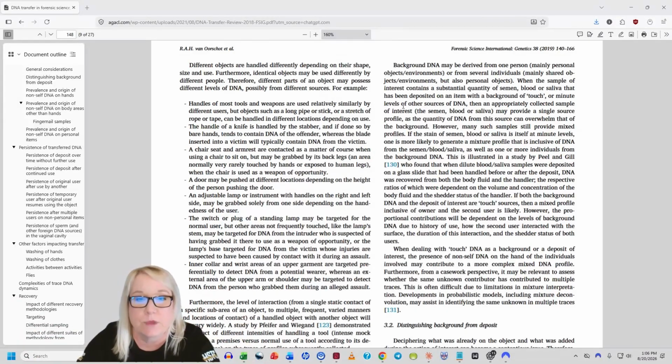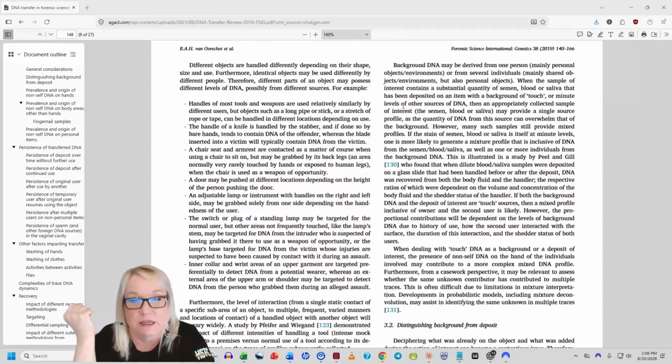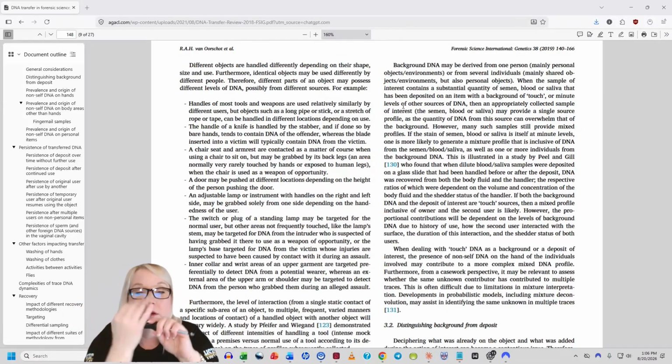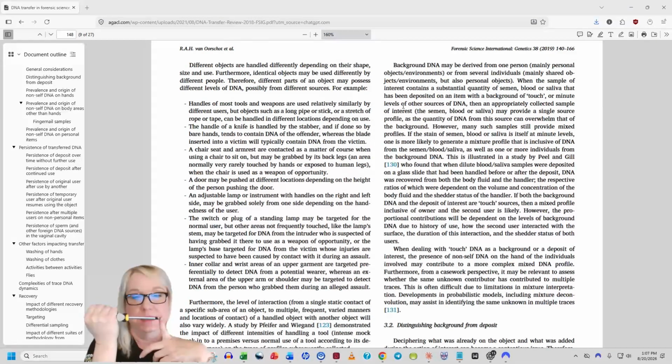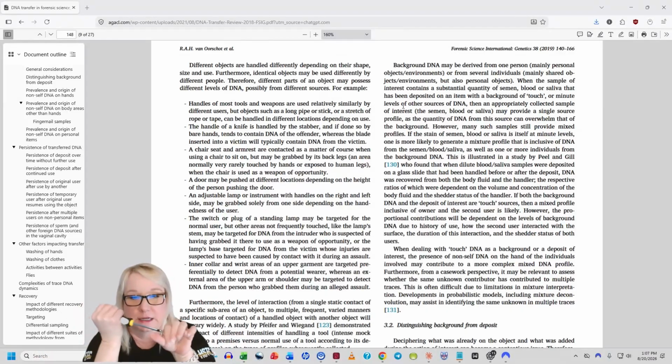Just saying. All right. The handle of a knife is handled by the stabber, and if done so by bare hands, let's pretend this is, tends to contain DNA of the offender. This is the handle. We're going to pretend. Whereas the blade inserted into a victim will typically contain DNA from the victim. That kind of makes sense, right? Because it's going to go like this.